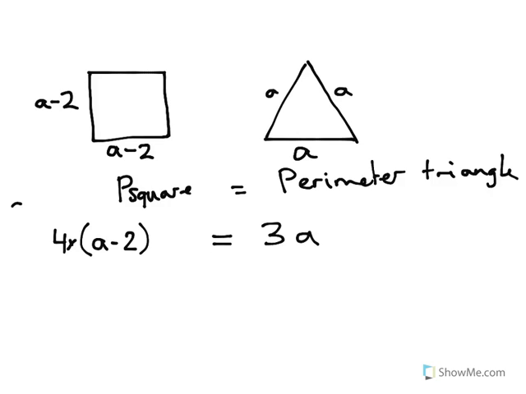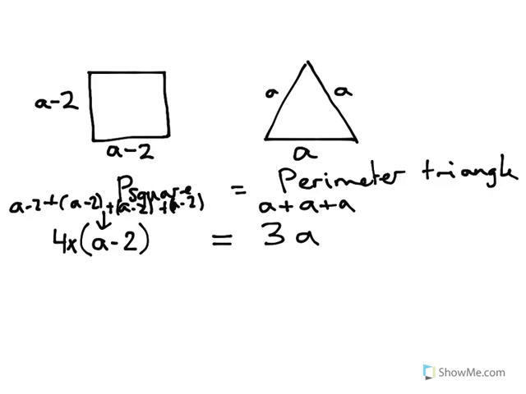So this is the same as a minus 2 plus a minus 2 plus a minus 2 plus a minus 2. It's the same as 4 lots of a minus 2. And 3a is the same as a plus a plus a. 3 lots of a is written as 3a. So let's expand our brackets here and see what we get. Well, we know that these two are equal. So therefore we've got the equal sign because the perimeter of the square equals the perimeter of the triangle.